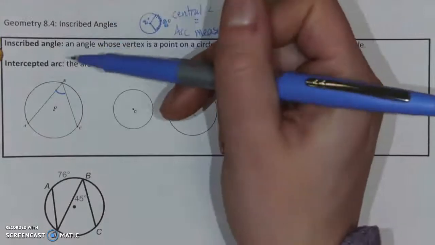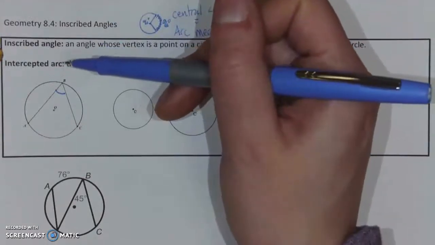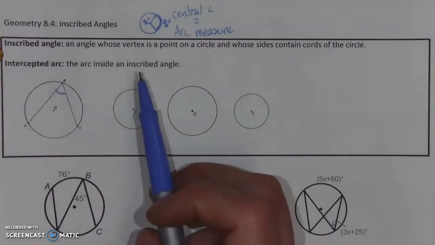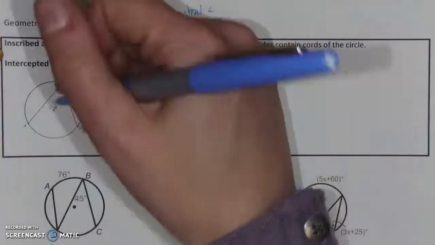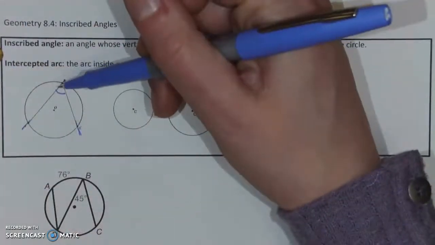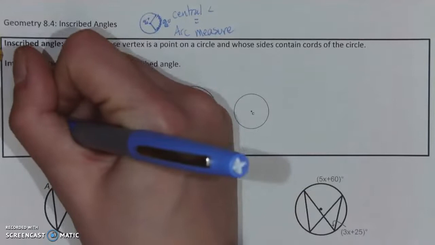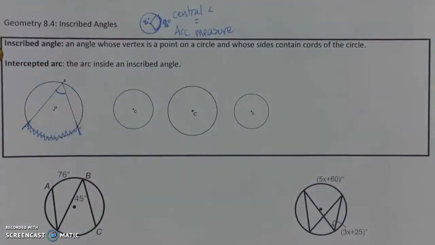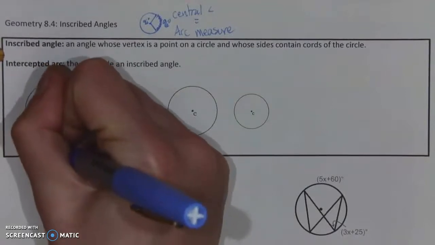And it also is going to form what we called an intercepted arc. Now, an intercepted arc is just one that's inside that inscribed angle. In other words, you can kind of think about these as like arms extending out from that inscribed angle. And the piece of the circle that it catches is that intercepted arc. So here is our intercepted arc.